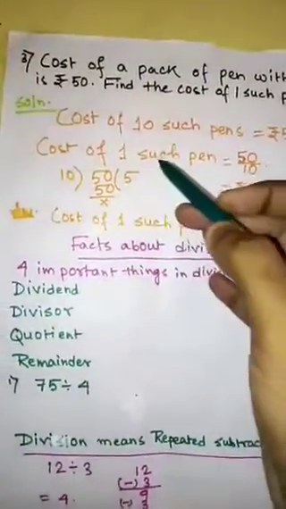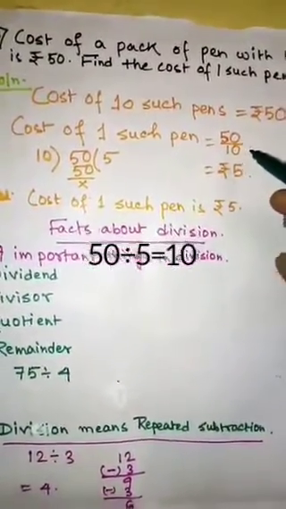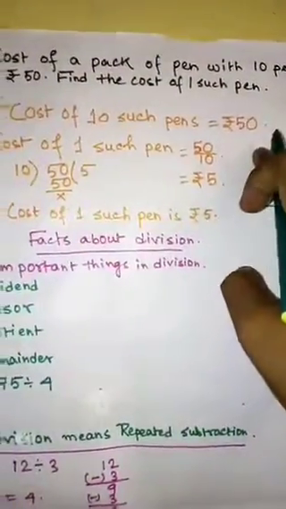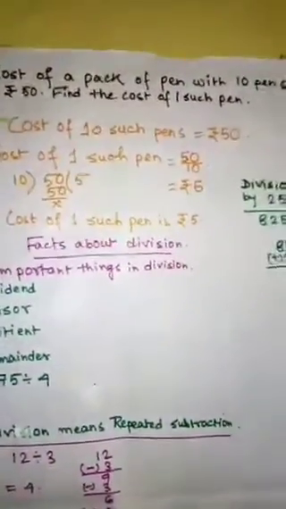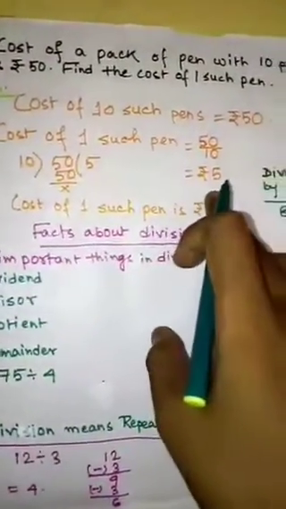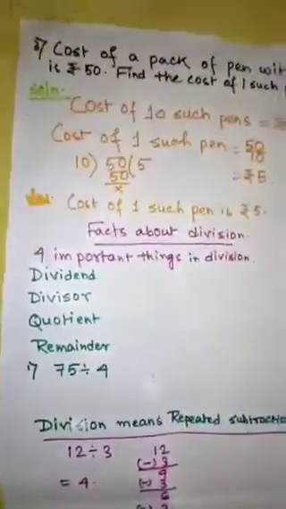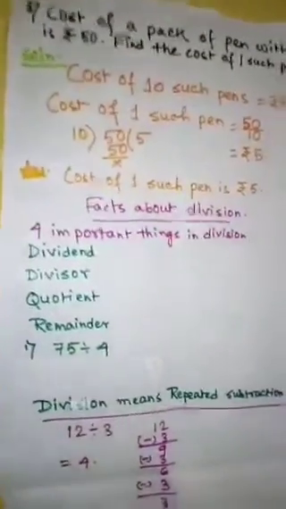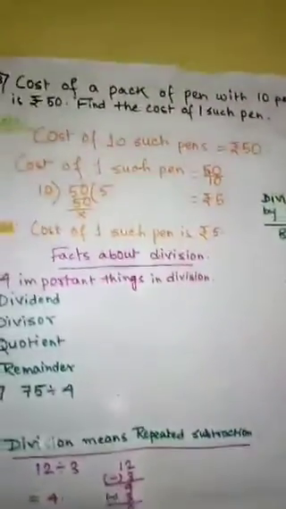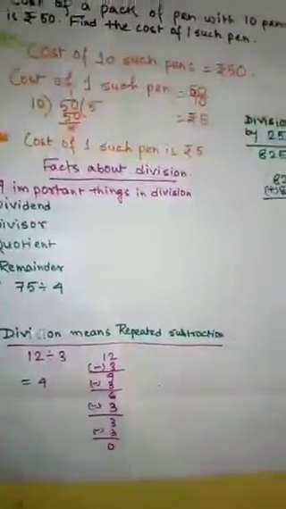Then the next statement you write down: cost of one such pen is equal to 50 by 10. Why? As we know, if the price of 10 pens is 50, for finding the price of one similar type of pen, you have to divide it by 10. So finally you got rupees 5, which is the cost of one such pen. How did you get that? When you divided 50 by 10, you got 5 as quotient and you have written it. Now once again, we just take a look at it. Then we move to the next part.